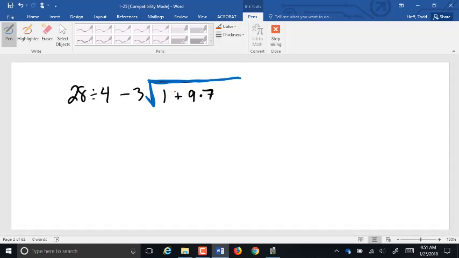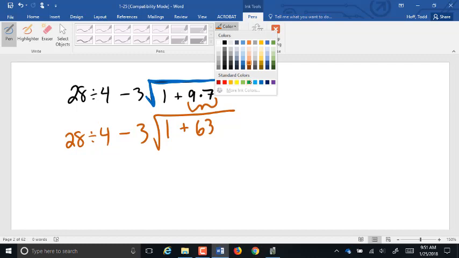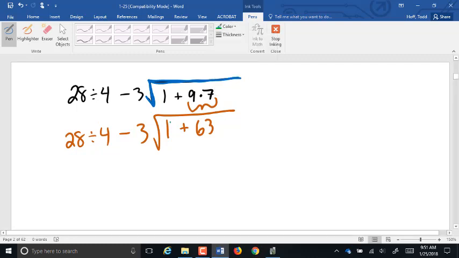Any exponents? Nope. Multiplication and division. We have 9 times 7, which is 63. We replace the 9 times 7, and everything else stays the same. The last thing left is to add 1 plus 63, which is 64. Did I say parentheses? Last thing left inside the square root, I should say.